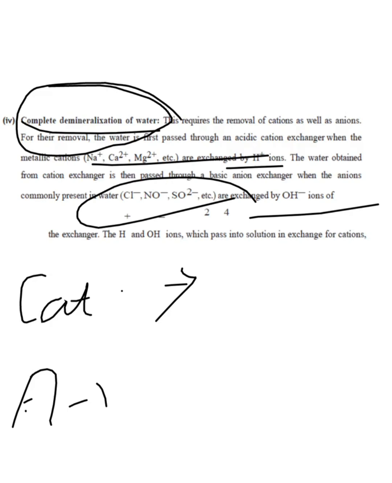Then their instrumentation and some of the factors affecting the equilibrium constant, and the applications. There are four points: separation of similar ions from similar ions, removal of interfering radicals, softening of hard water, and demineralization of water. This is the concept in this ion exchange chromatography.